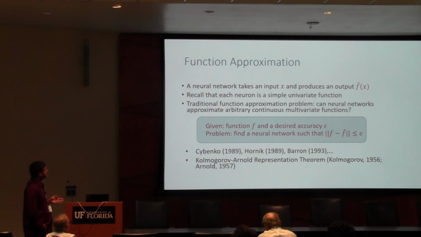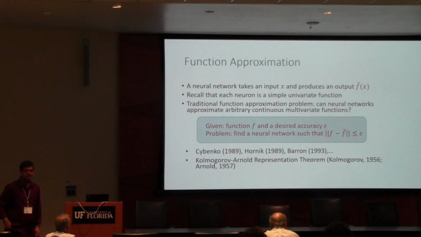And the question you ask is that given the class of continuous functions and a desired accuracy epsilon, can I always find a neural network? Meaning find a network with a certain number of layers, a certain number of neurons in each layer, and a certain value for the weights that approximates the function with an accuracy of epsilon. Okay, so this is the classic function approximation problem.